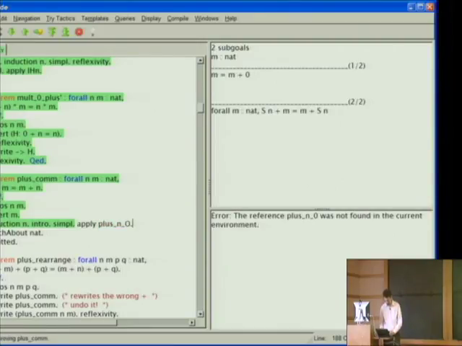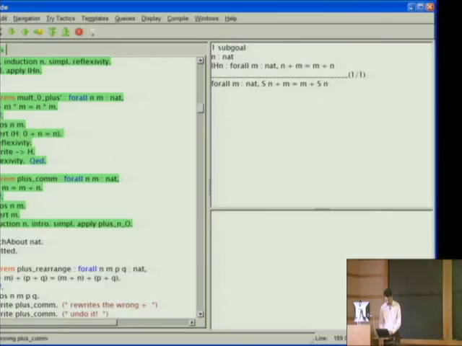Yeah. All right. So let's now intro. This is the inductive case. We'll simplify. We will rewrite by the induction hypothesis. Is that what we'll do? I'm not sure what we want to do here.